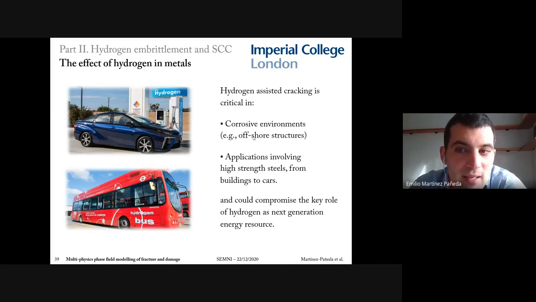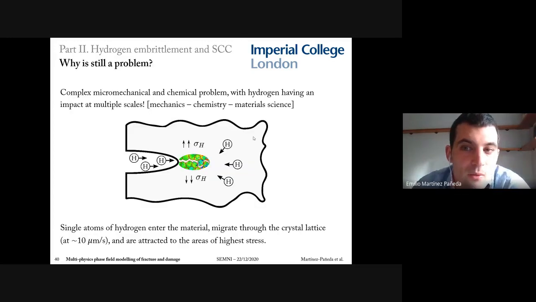So given the magnitude of the problem, you might wonder, how can it be that almost 150 years after Johnson's paper in the Proceedings of the Royal Society, the problem is not only unsolved, but hydrogen-related accidents are becoming more and more frequent? Well, one of the reasons is because it's a very challenging problem that crosses the disciplines of material science, structural mechanics, and chemistry.